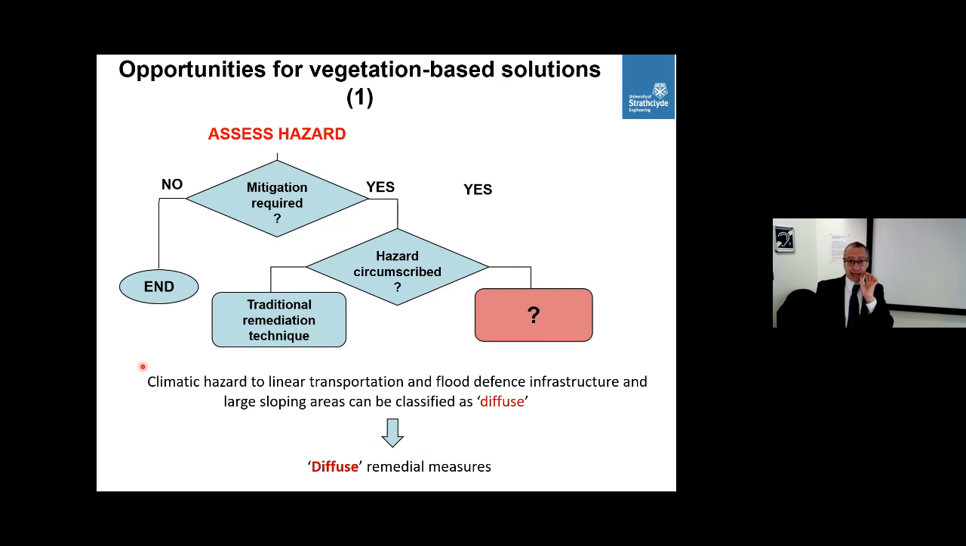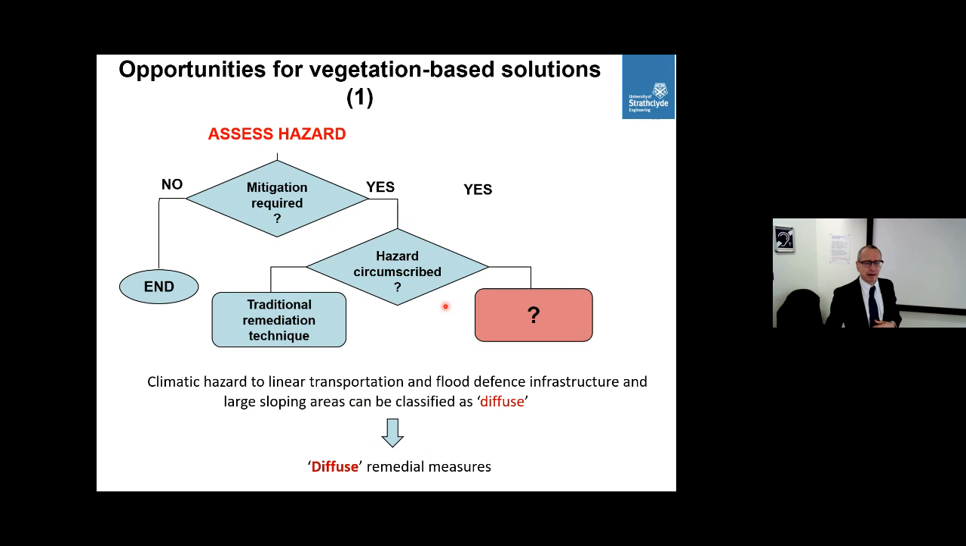When you're assessing hazard, we are at the stage where we can decently predict the hazard associated with the climate. The flow chart goes this way. Is mitigation required? If no, the end of the story. If yes, then you are asking, is the hazard localized? If it is localized, you go for traditional remediation techniques. But what happens if the hazard is diffuse?